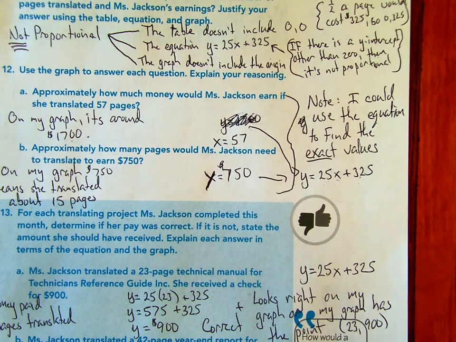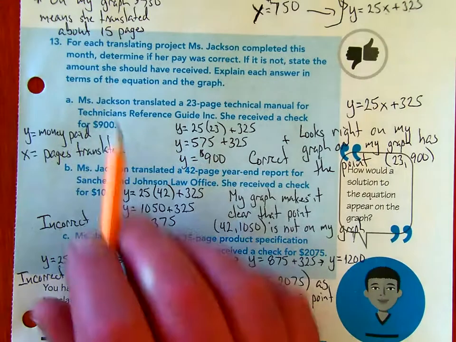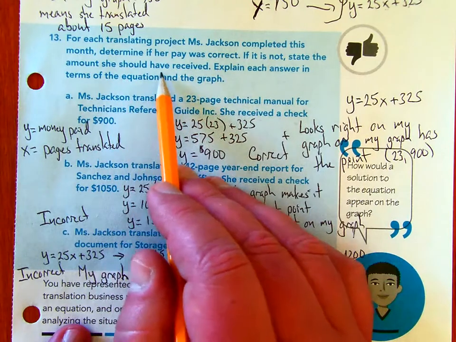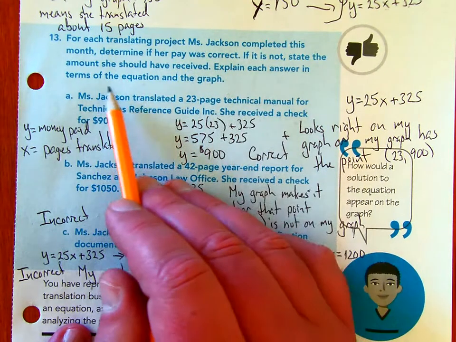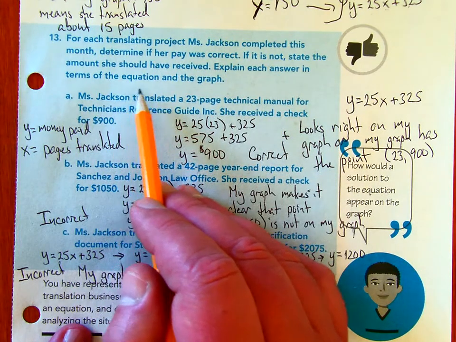It's not asking me for the precise amount, just an estimate. On 13, for each translating project Ms. Jackson completed this month, determine if her pay was correct. If not, state the amount she should have received. Explain each answer in terms of the equation and the graph.